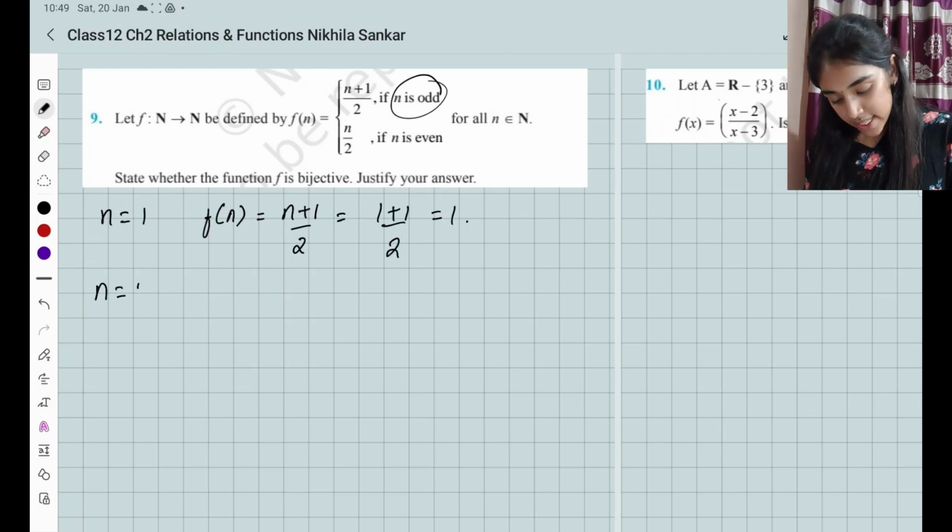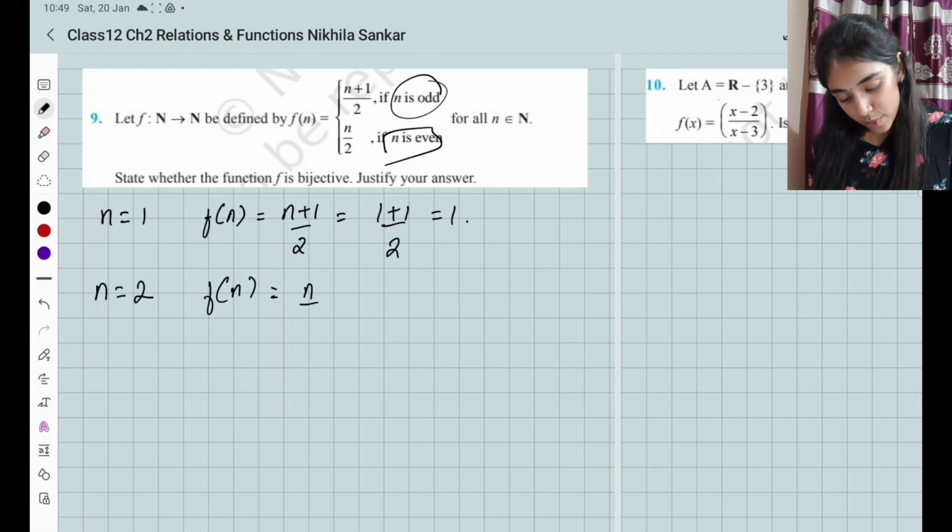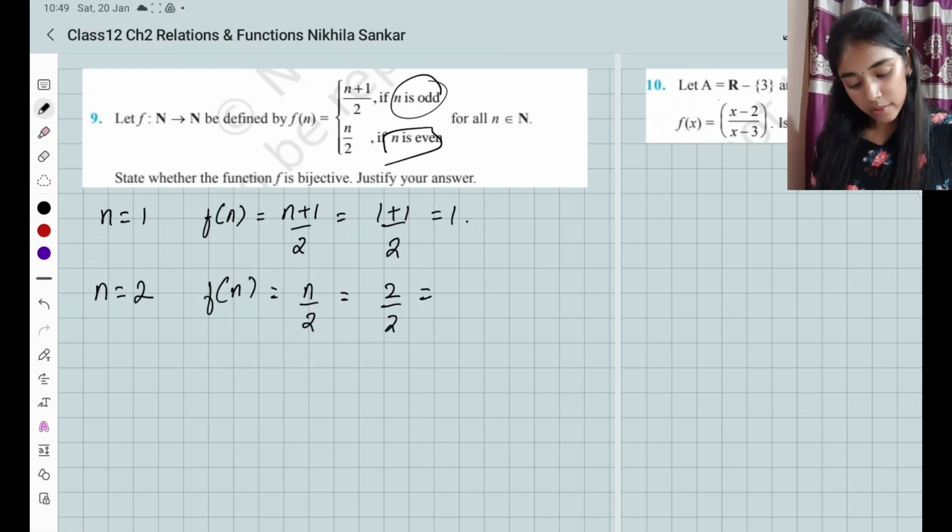Okay? Now I take n equals 2. So what does 2 mean? It is going to be an even number. So you have f of n equal to n divided by 2, which is 2 divided by 2, which is also 1.